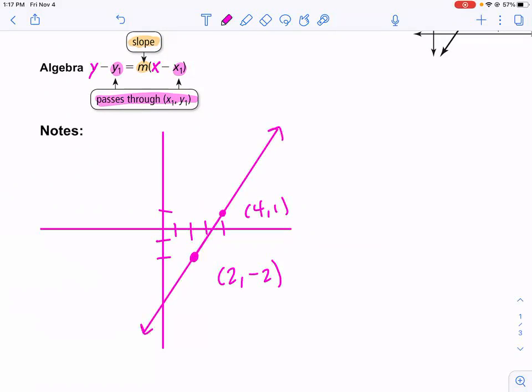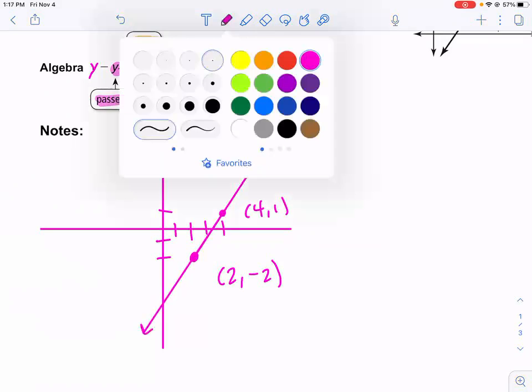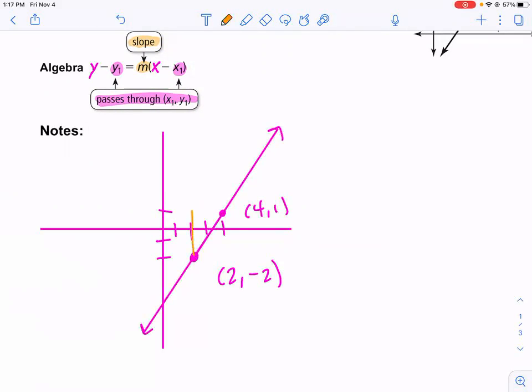Okay, when we have a graph, finding slope is pretty nice, right? Because we can just look at rise over run. Okay. Colin, what is our rise over run? 3/2. Okay, our rise is 3, our run is 2. Okay.